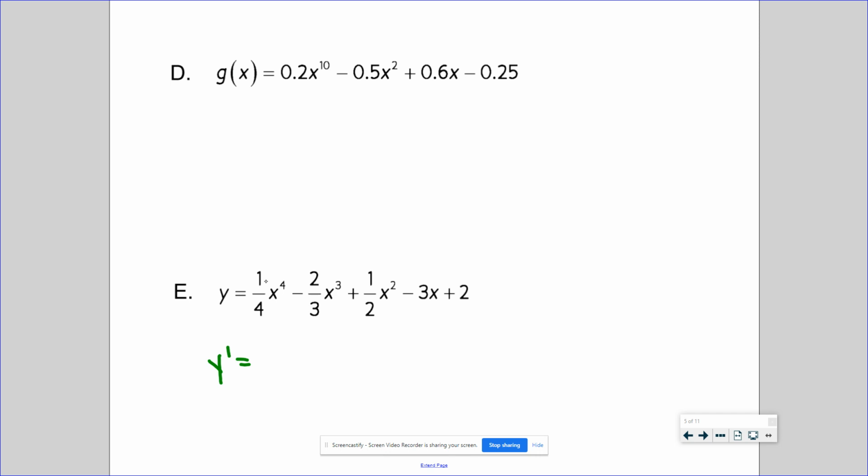If there are fractions, like down here in example E, you're not going to do anything differently. You're just going to still continue by multiplying. You may just want to write out the math that you're doing so that you don't make a silly mistake. So this one would be multiply by 4 and then subtract 1 from the power. Same pattern all the way through. Multiply by the exponent, subtract 1 from the exponent.